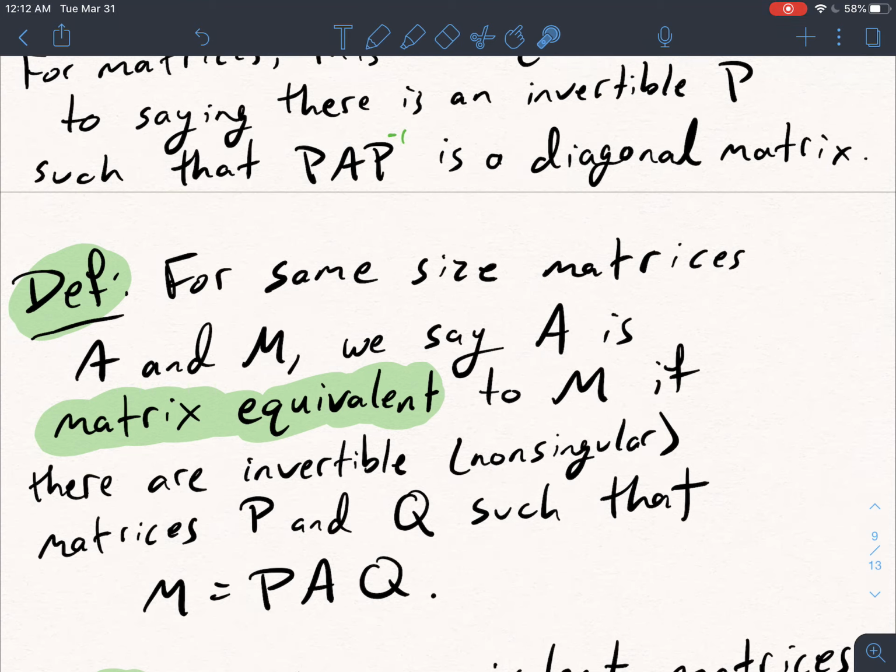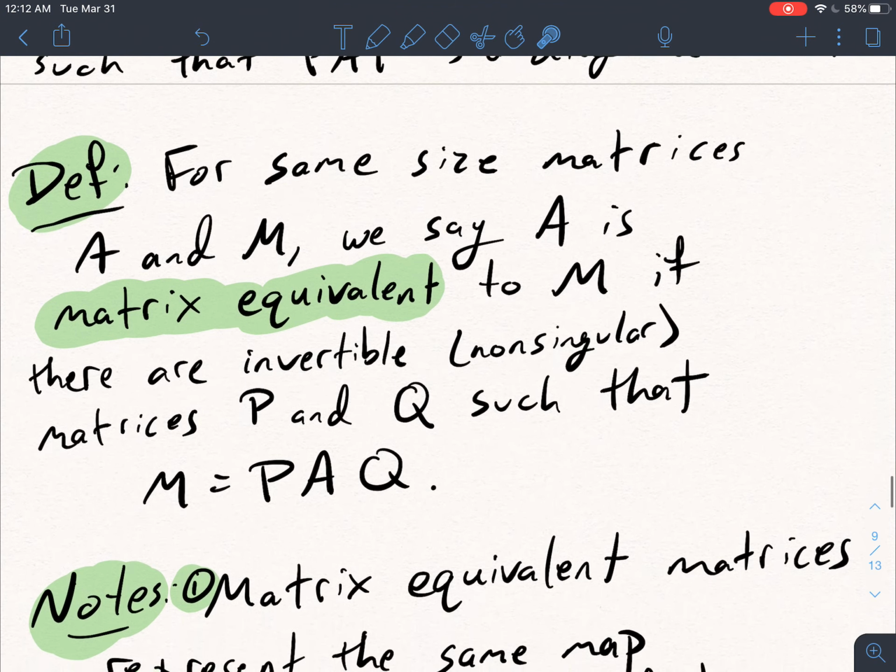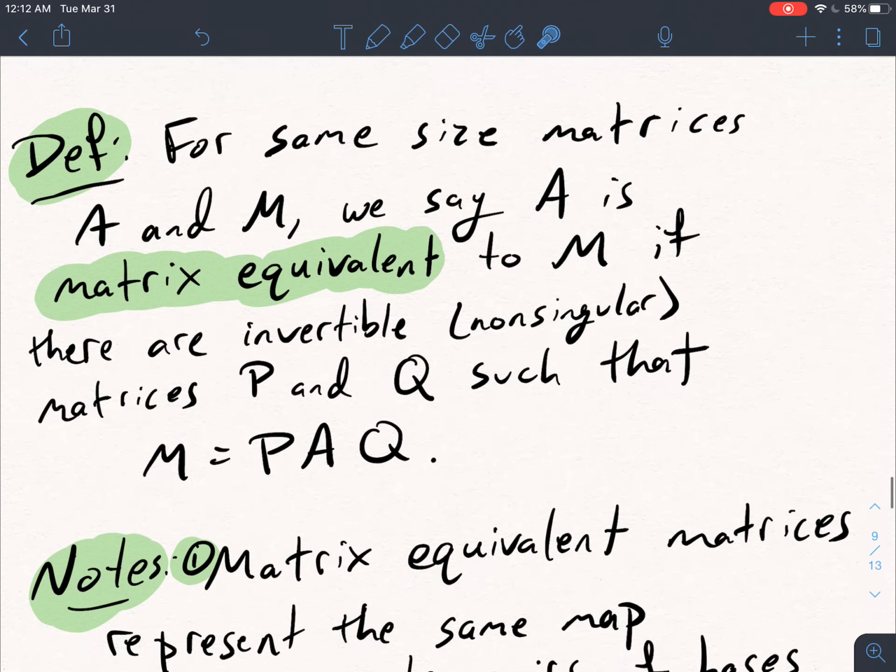Okay, so, new definition. For same size matrices, A and M, they don't have to be square, but this definition says that A is matrix equivalent to M if there are invertible or non-singular matrices, P and Q, such that M is equal to P times A times Q.